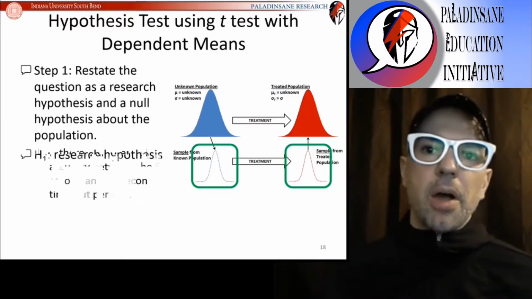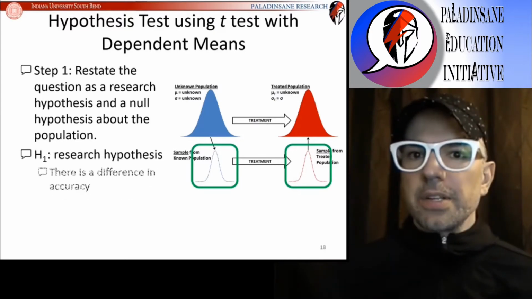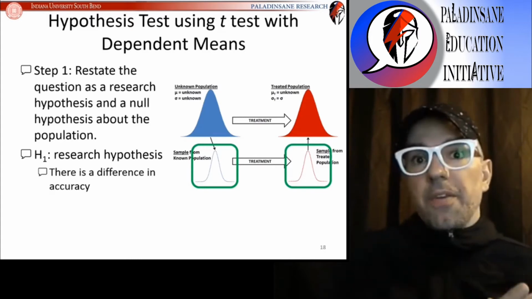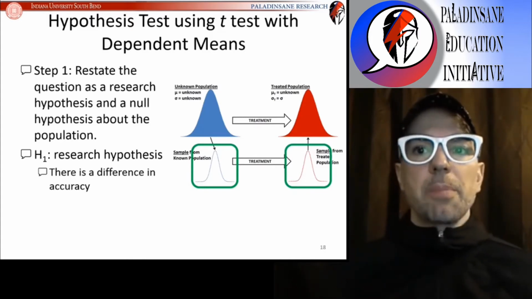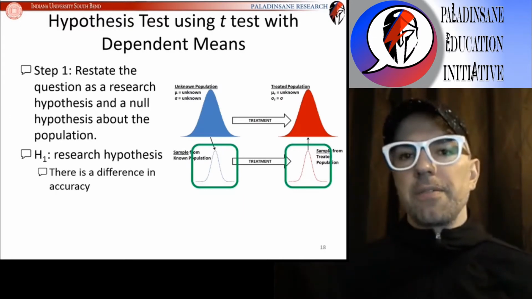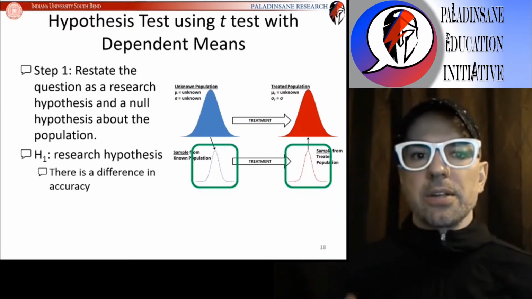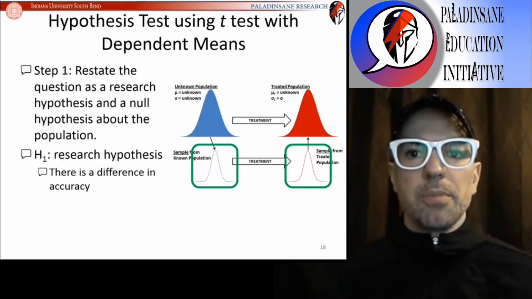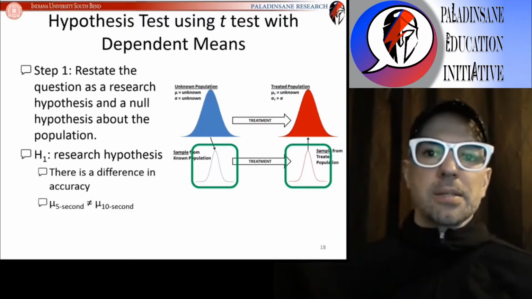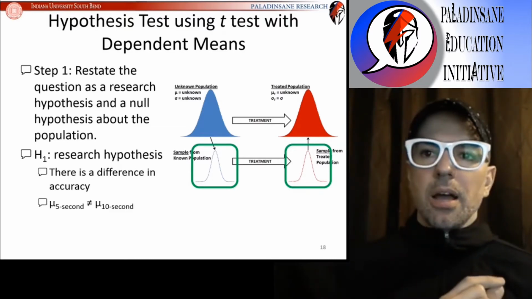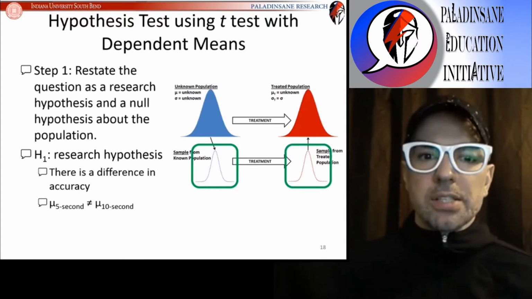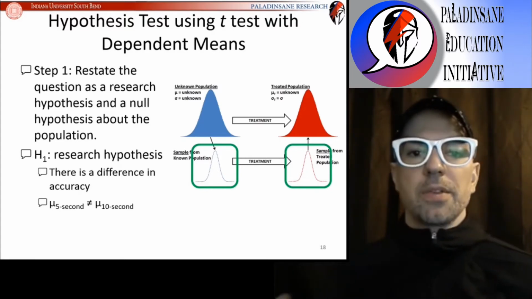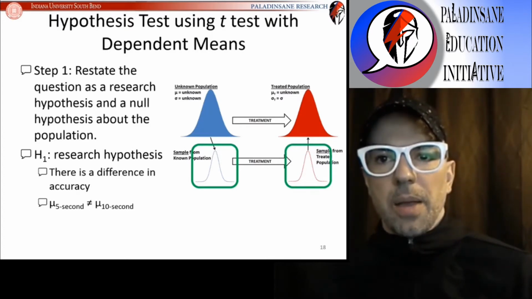Our research hypothesis is that there is a difference in accuracy. We don't know if 5 seconds is better or if 10 seconds is better, but our research hypothesis is that time does have an effect. So there is a difference in accuracy between the two timeout periods. So we're going to write this as the population mean for the 5-second population does not equal the population mean for the 10-second population.